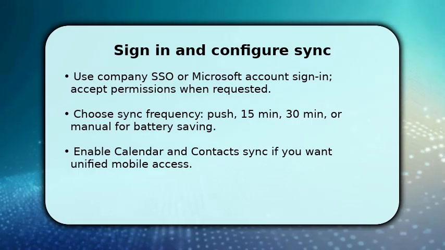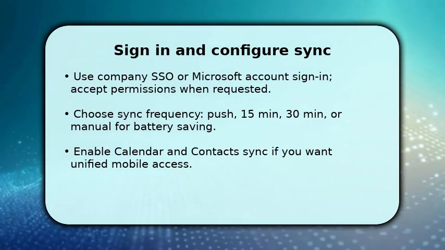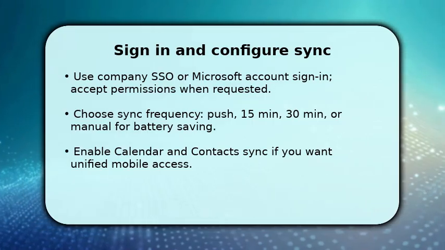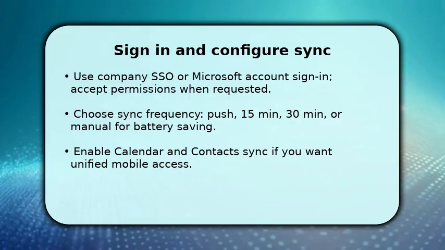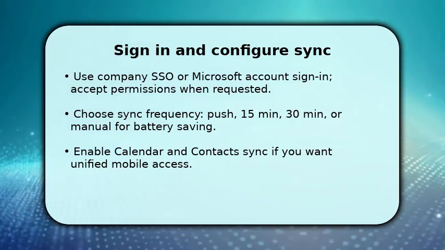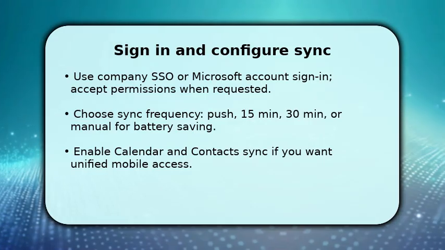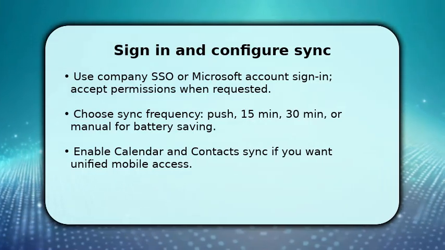Once signed in, go to Settings, Account, and pick Sync options. Choose Push for instant delivery or a timed interval to save battery. Also toggle Calendar and Contacts if you want those integrated. Make sure notifications are allowed so new mail alerts reach you promptly.